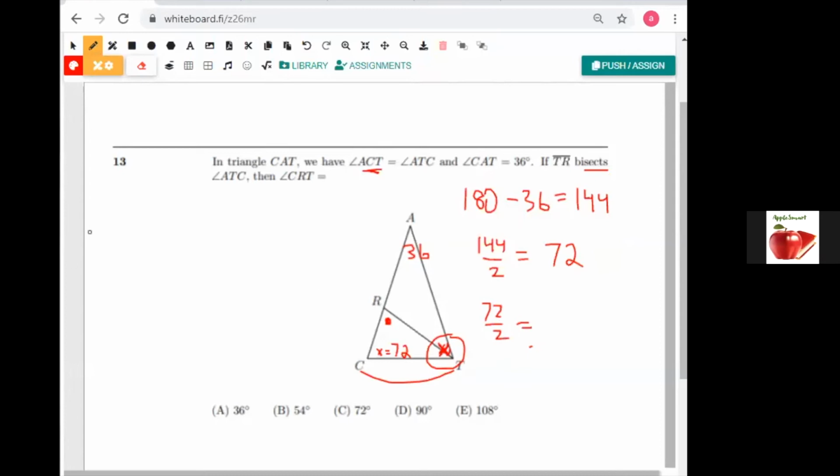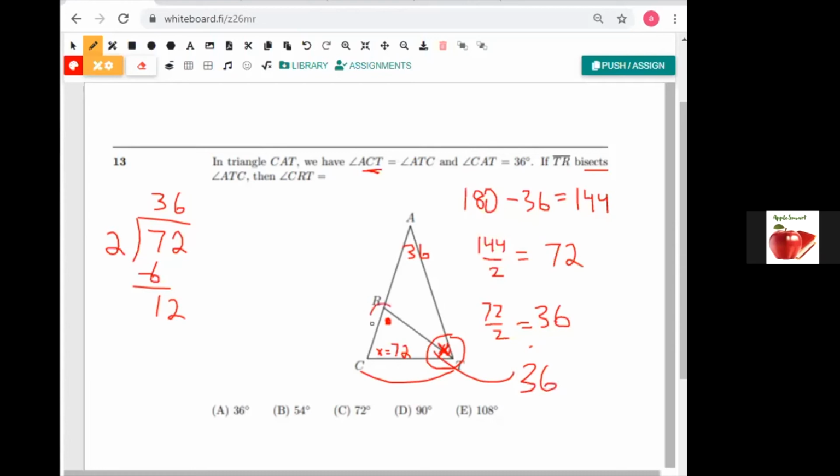We could do long division again. 2 goes into 72. How do we do long division? 2 goes into 7. How many times? 3. 3 times 2 is 6. Subtract. Carry down the 2. 2 goes into 12, 6 times. The answer is 36. So now this angle is 36.